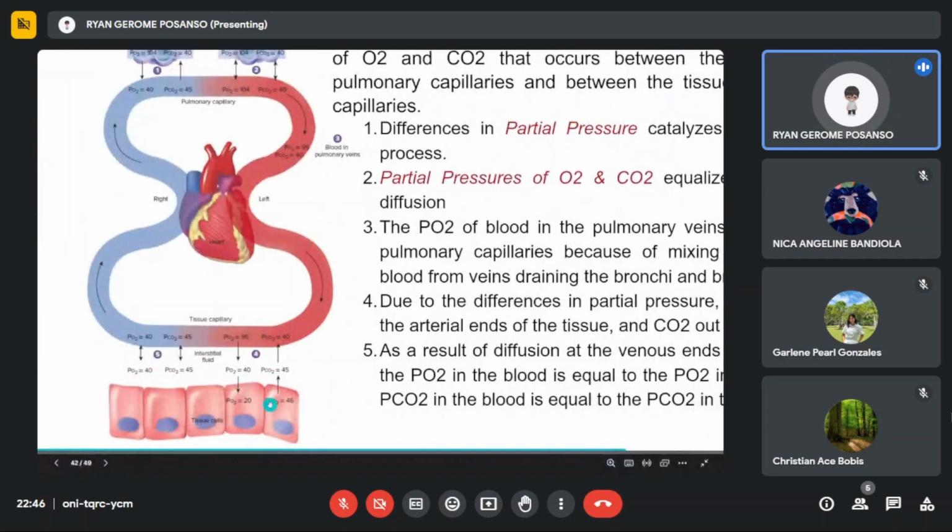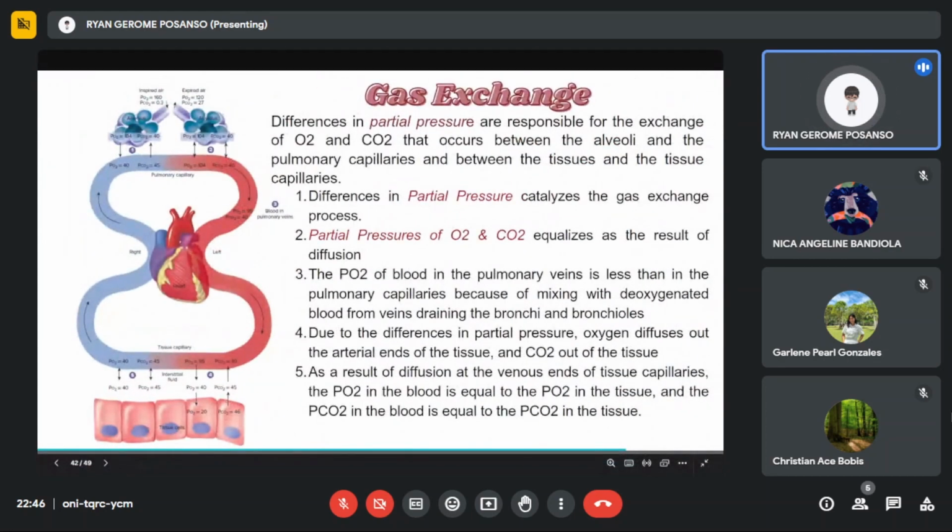As a result of the diffusion at the venous ends of the tissue capillaries, the partial pressure of oxygen in the blood is equal to the partial pressure in the tissue, and the partial pressure of carbon dioxide in the blood is equal to that in the tissue, and it is then expired through the right side, and then the cycle repeats again and again.